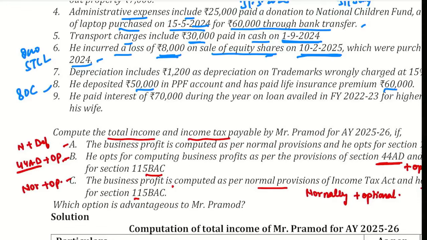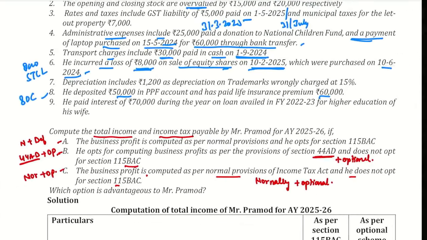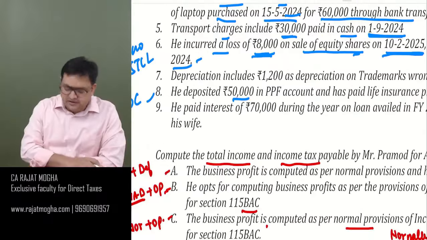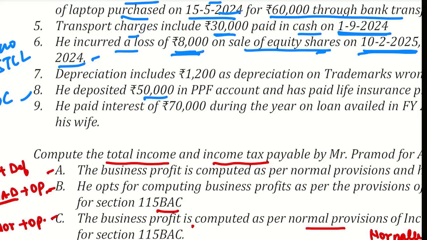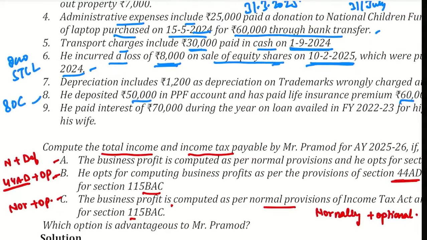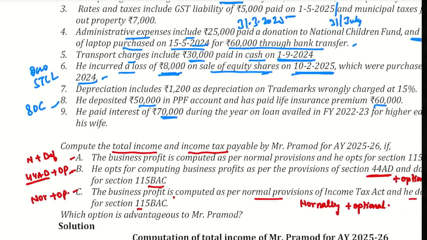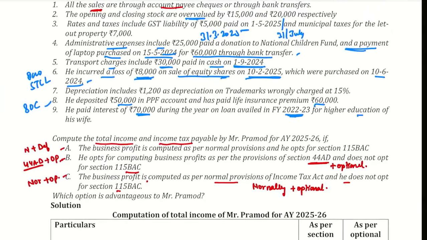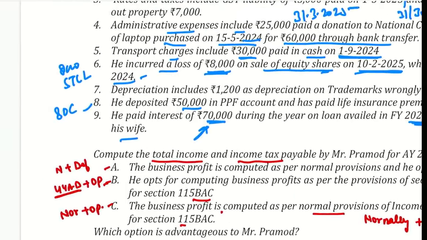Then he paid interest of 70,000 during the year on a loan availed in financial year 22-23 for higher education of his wife. Again, repeating, they are saying he paid interest of 70,000 during the year on a loan availed 2-3 years back for higher education, and we are paying interest on it. So they are actually telling us about what?